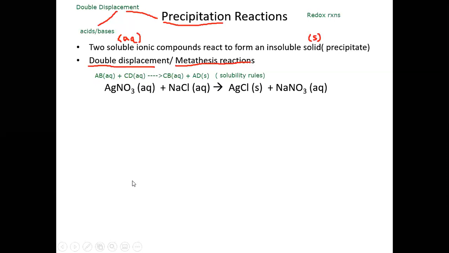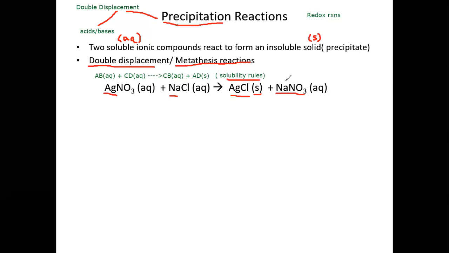So for example, we take silver nitrate and sodium chloride. We take the silver and the sodium ions and we switch them, we get silver chloride and sodium nitrate. The way we know that silver chloride is a solid is based on the solubility rules for ionic compounds.